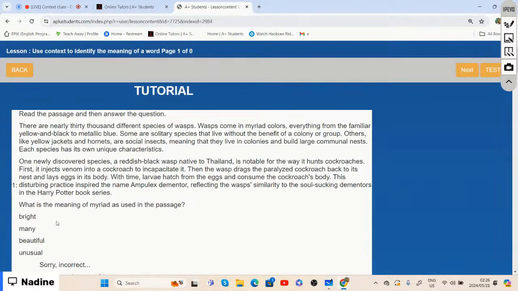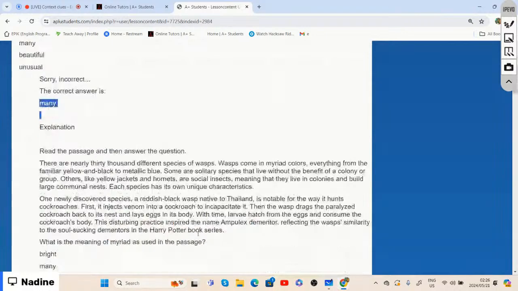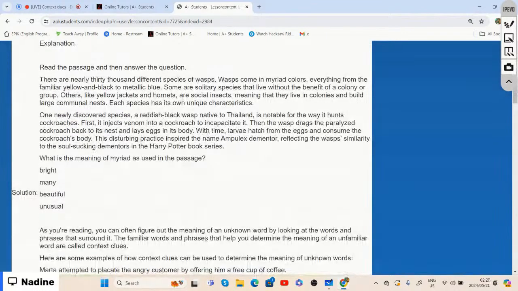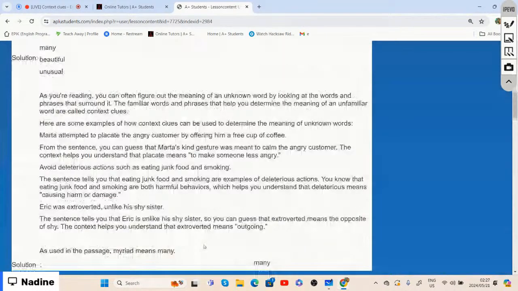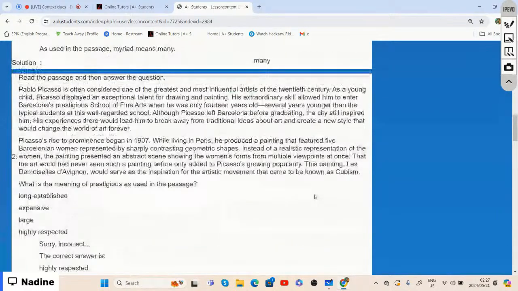Because they're talking about literally nearly 30,000 different species of wasps, which gives us an indication that there's a lot of those wasps. All right, so here they say, as used in the passage, myriad then means many, as we mentioned. All right, now we're going on to the next one.